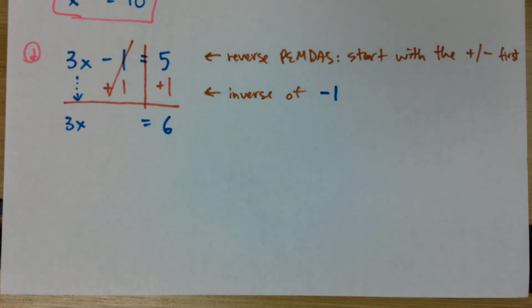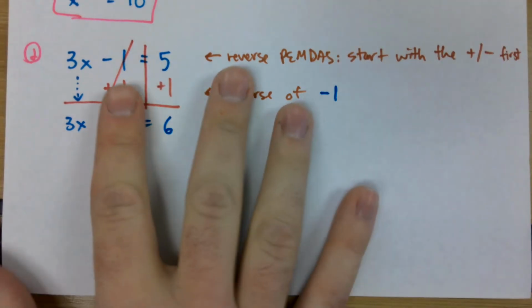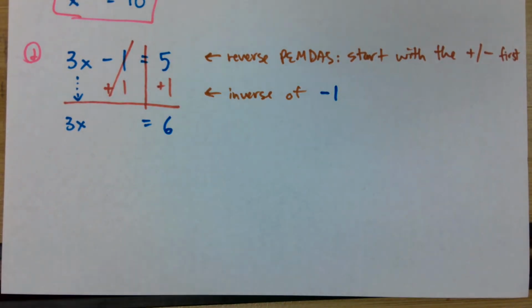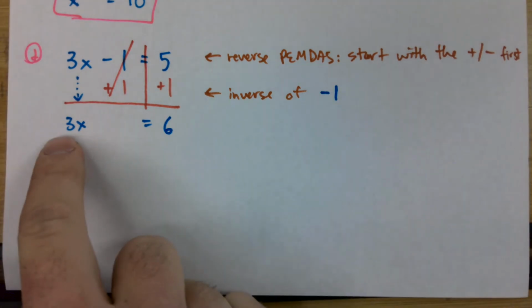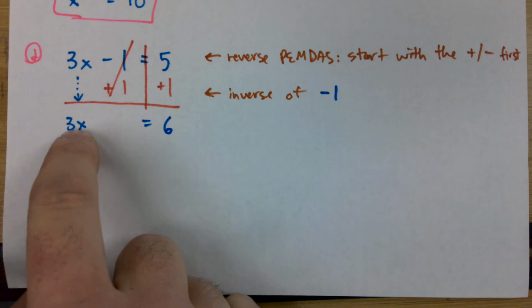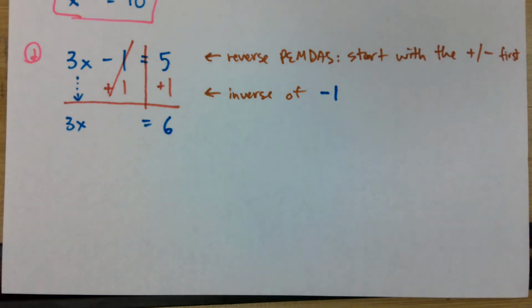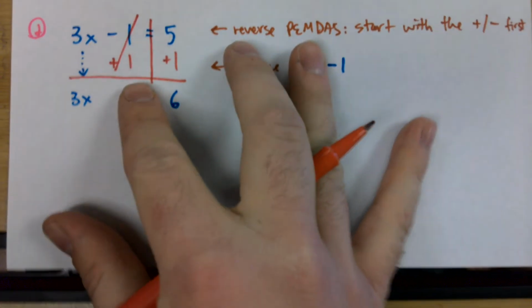So remember, our goal was to get x completely by itself. Is x completely by itself right now? No, not quite. We have to do one more step here in getting x all by itself. If we're doing the reverse of PEMDAS, we start with addition and subtraction, then we move on to multiplication and division, right? So what's the inverse of multiplying by 3? That's going to be just dividing by 3, right?